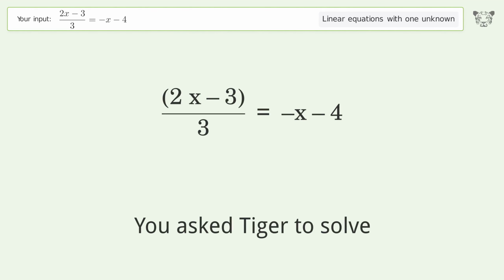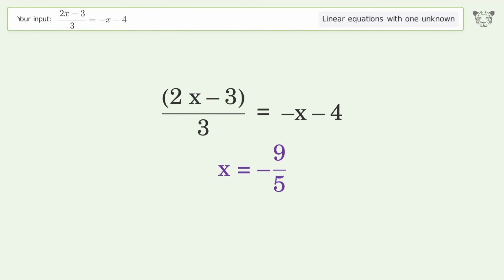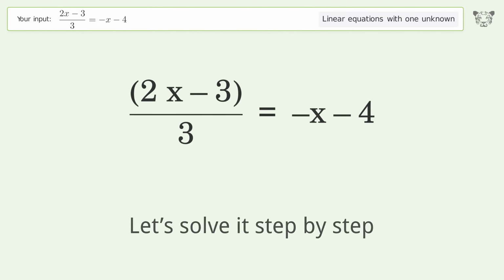You ask Tiger to solve. This deals with linear equations with one unknown. The final result is x equals -9/5. Let's solve it step by step.